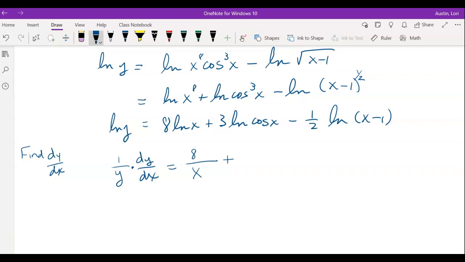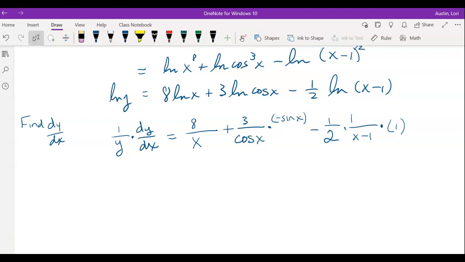How about 3 times ln cosine x? Well, the 3, same thing, over cosine x, because the derivative of the natural log is 1 over. But then you have to apply your chain rule here. What is the derivative of cosine x? Negative sine x. So you're going to multiply by that. And then 1/2 times 1 over x minus 1. Again, you need to apply your chain rule, but this time you're taking the derivative of x minus 1, and the derivative of x minus 1 is simply a 1.